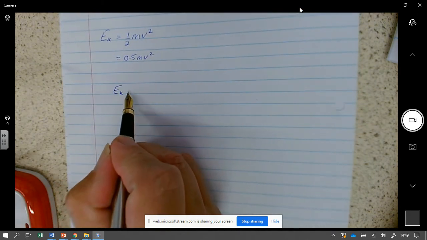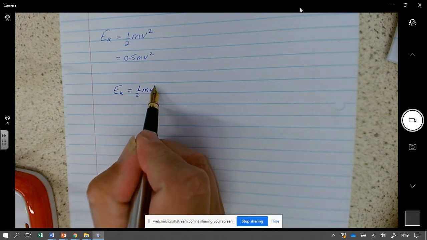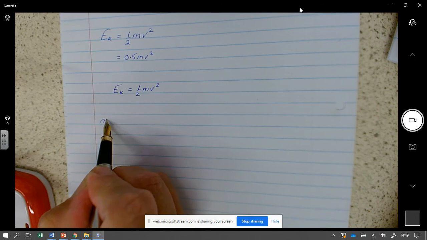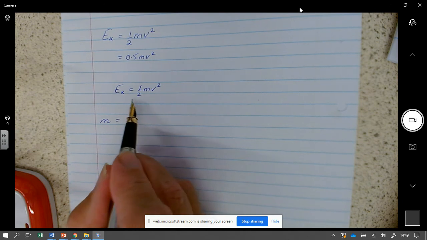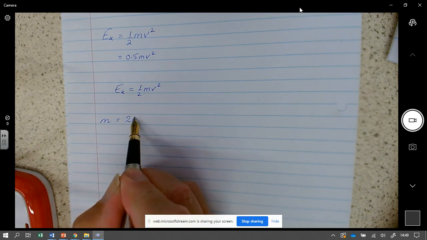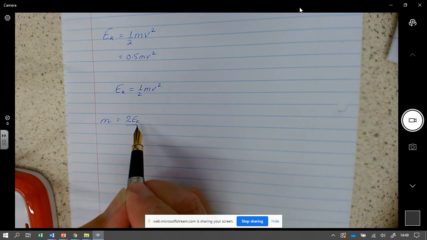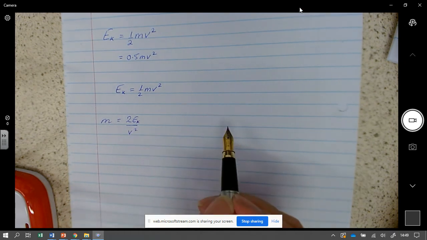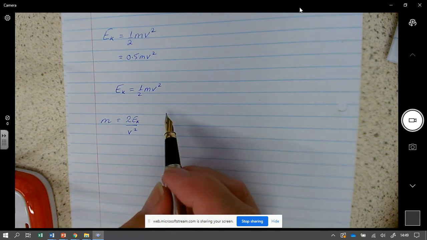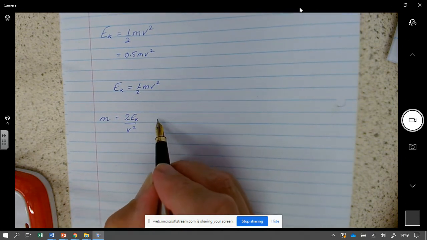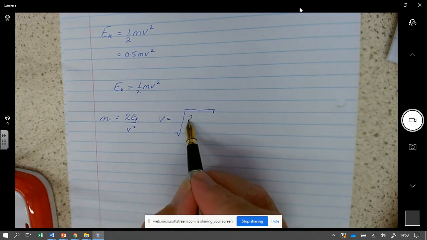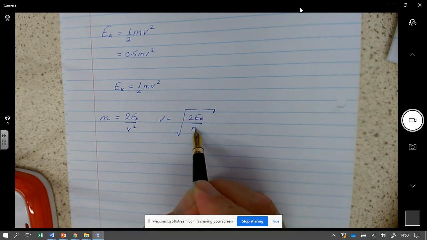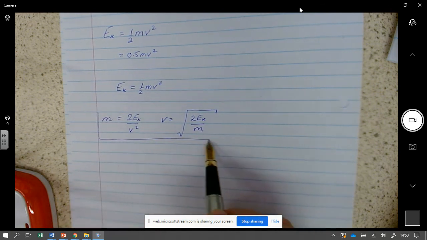EK, kinetic energy, is equal to a half mv squared. If I want to find m, I have to bring the 2 up to here and bring the v squared below. So that would become m is equal to 2 EK divided by v squared. If I wanted to find v, it actually comes out to be that v is equal to the square root of 2 lots of the energy divided by m. Okay, so these are our rearrangements.